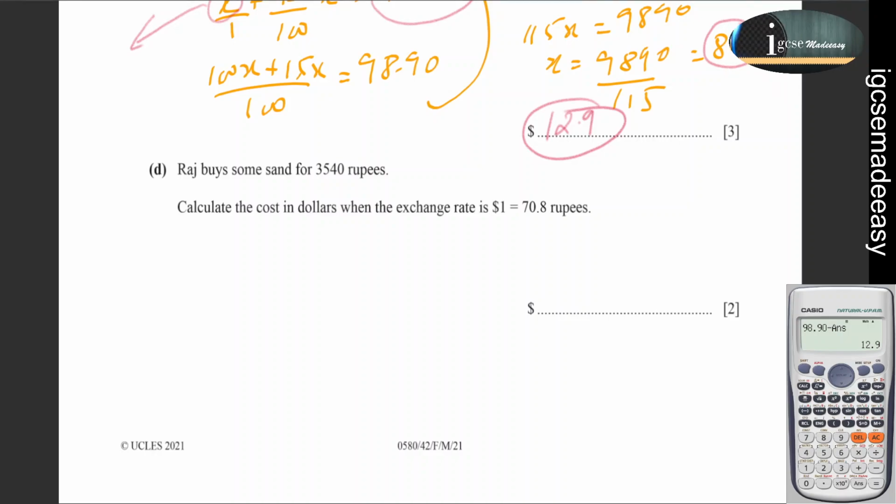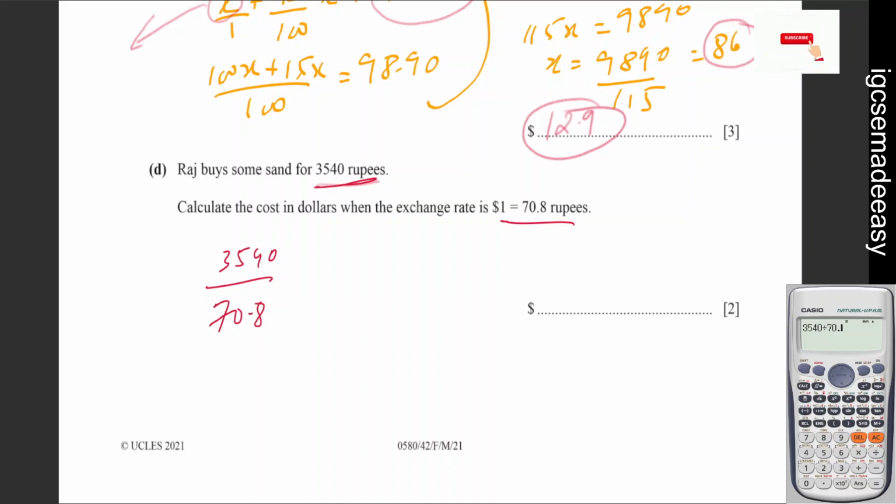Part D. So Raj buys sand, and that costs 3,540 rupees. So the $1 rate is 70.8. What is the cost in dollars after exchange? So what we can do, we can divide 3540 by 70.8, and we can find out the answer. So 3540 divided by 70.8 gives you 50. So he has to pay $50 instead of 3,540 rupees. So let's move on to the next part.